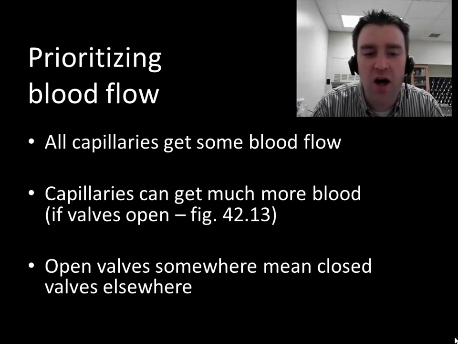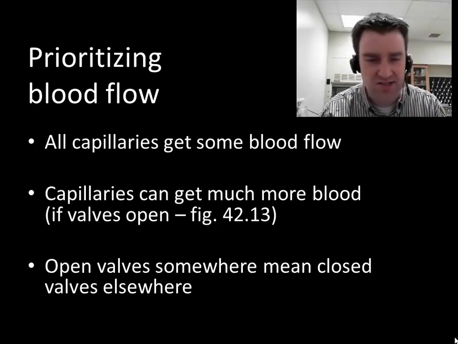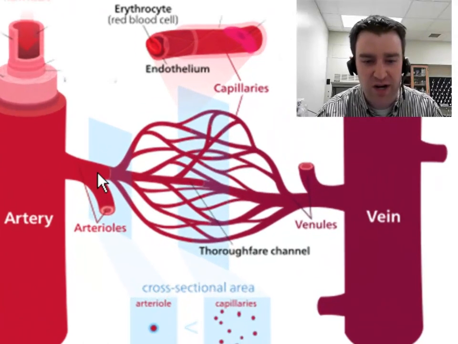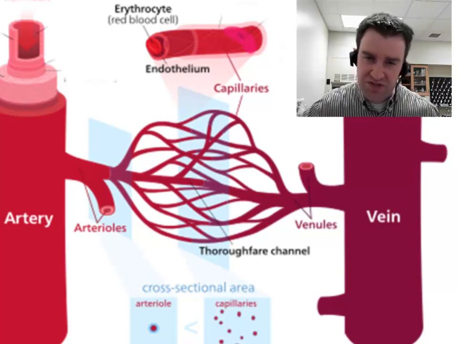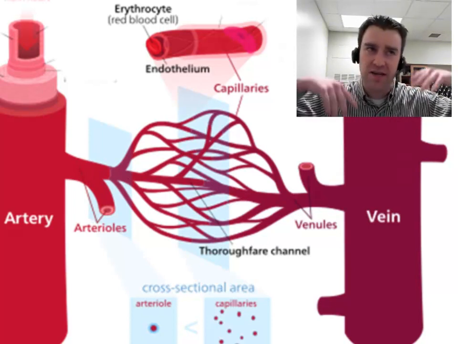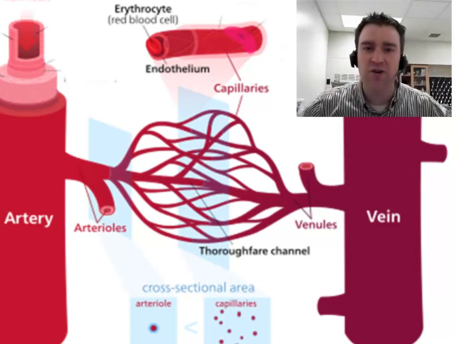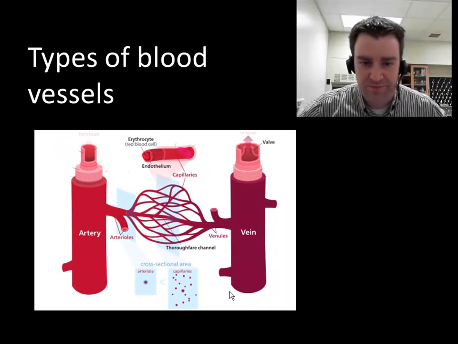So as it turns out, all capillaries get at least some blood flow. I'm going to come back to this slide in just a second. I just want to show you back in this picture here. In this picture, what they call the thoroughfare channel is sort of a guaranteed part of the capillary bed that blood will always go through. So every pump of the heart, you're sending blood through all of your arteries that go all the way around your body, and you're always at least sending some blood to every capillary bed.